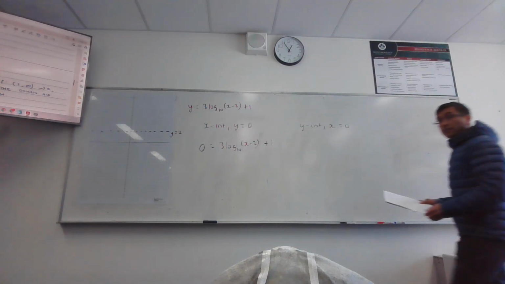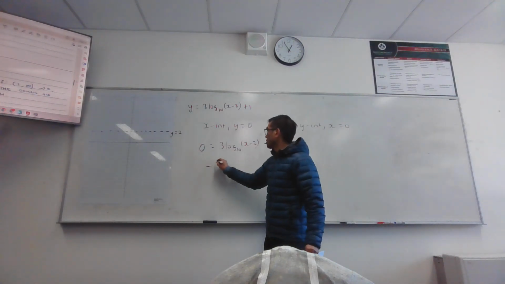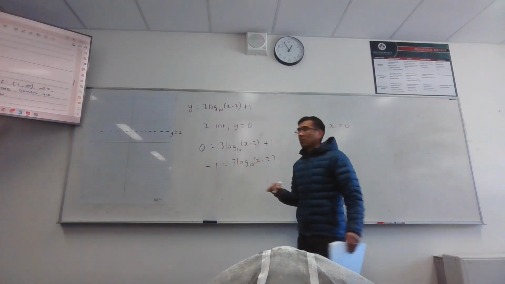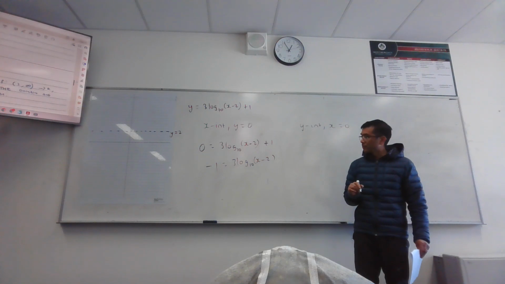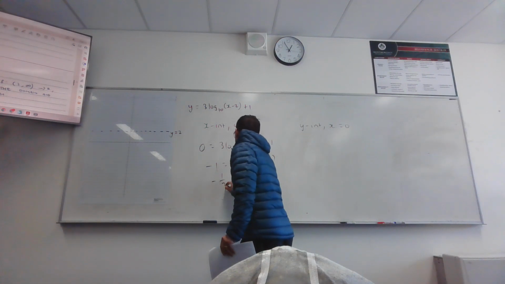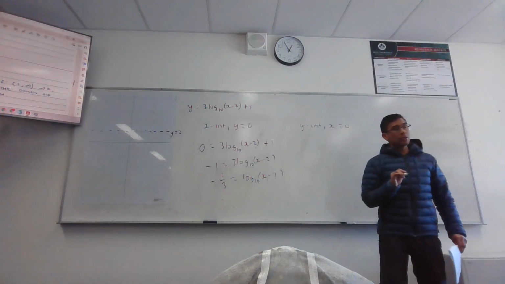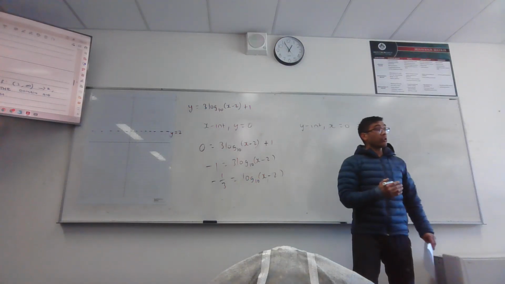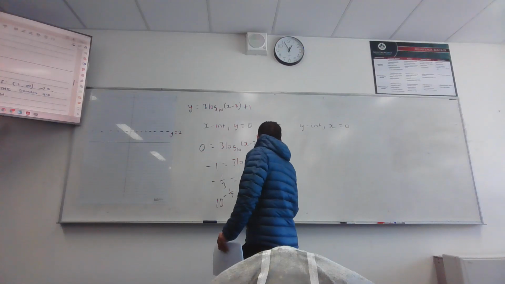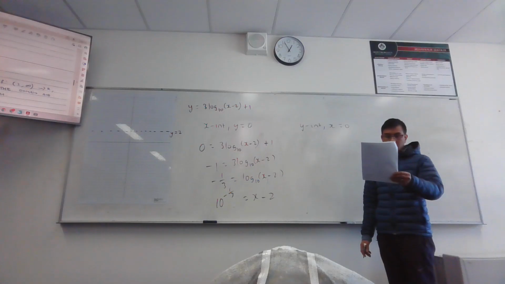Let's work with this one here. Manny, what do I do first? Minus the 1. Maya, what do I do next? Divide by 3. Emily, what do I do? Remove the log. What is it on the other side? 10 to the negative 1 on 3. Okay, I think we're good.